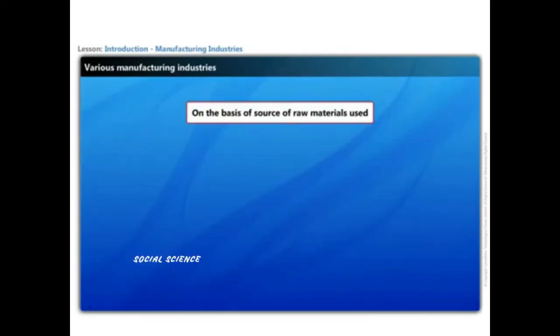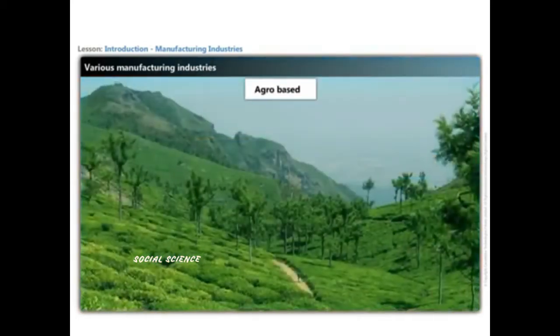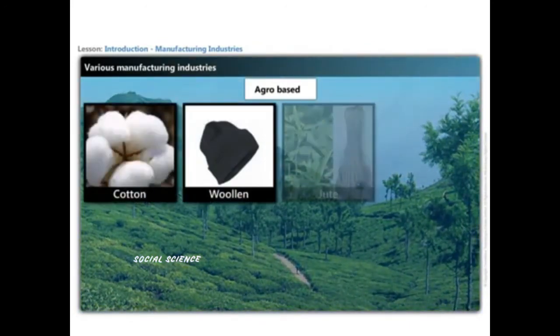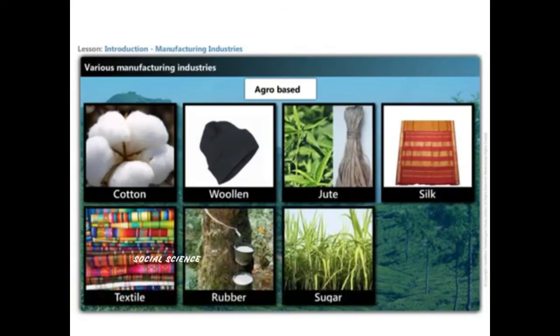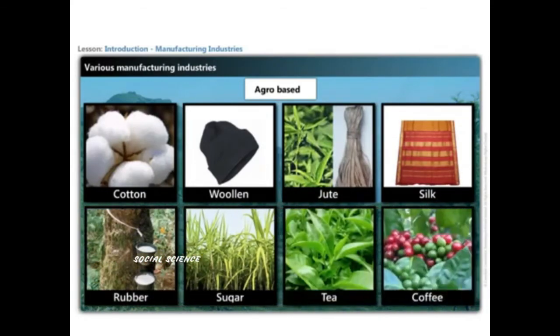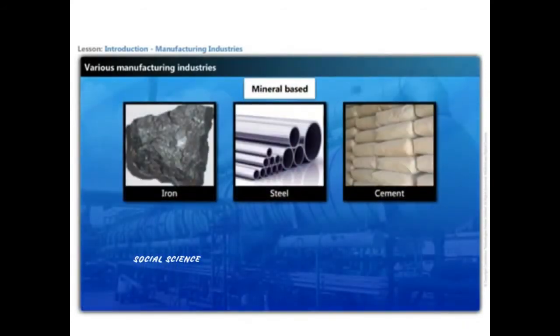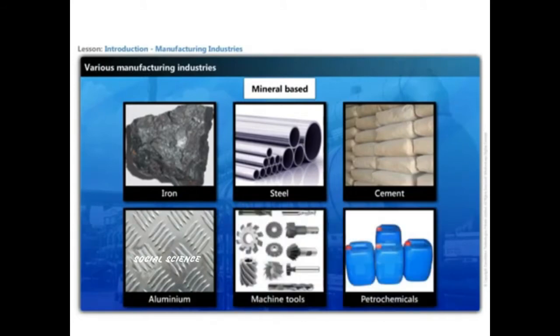On the basis of source of raw materials used, industries are divided into agro-based and mineral-based industries. Some of the examples of agro-based industries are cotton, woolen, jute, silk, textile, rubber, sugar, tea, coffee, edible oil, etc. Iron and steel, cement, aluminium, machine tools, petrochemicals are some of the mineral-based industries.